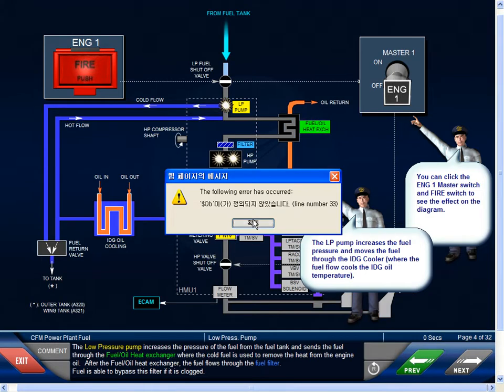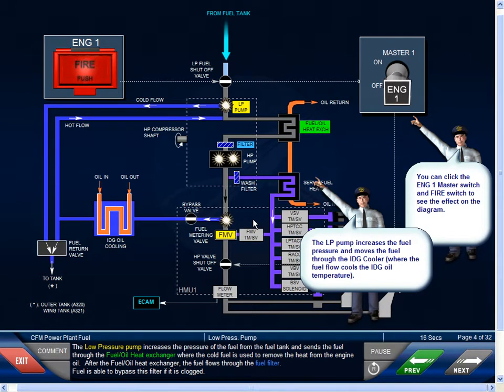The low-pressure pump increases the pressure of the fuel from the fuel tank and sends the fuel through the fuel oil heat exchanger, where the cold fuel is used to remove the heat from the engine oil. After the fuel oil heat exchanger, the fuel flows through the fuel filter. Fuel is able to bypass this filter if it is clogged.